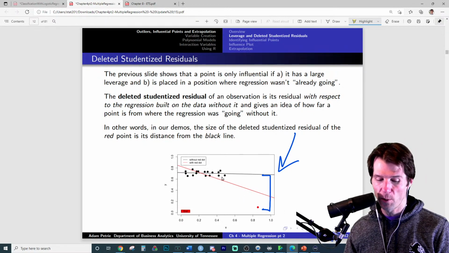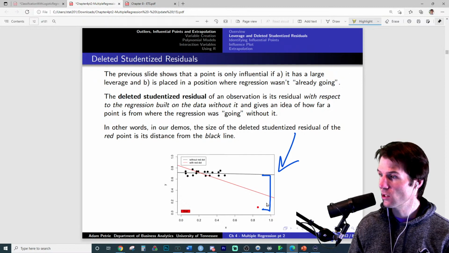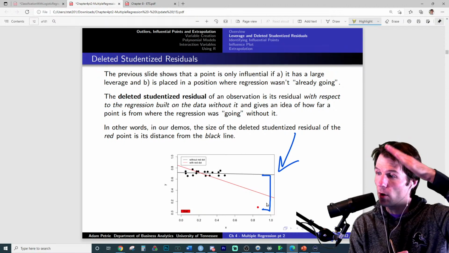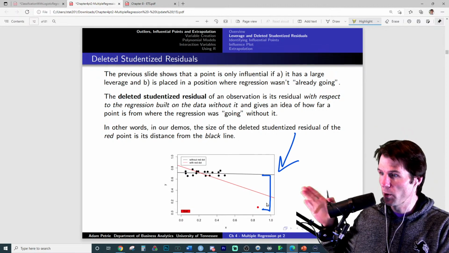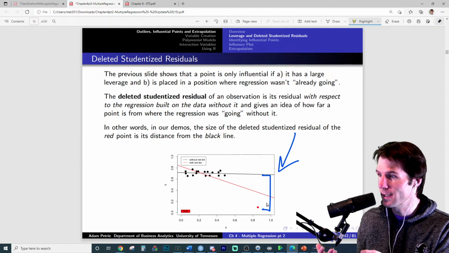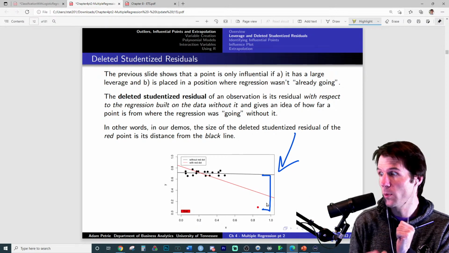Notice how this point is going to pull the line down towards it. So a deleted studentized residual would always be bigger than a residual, because the line doesn't have the pull from the point. So you see right here, the deleted studentized residual would be right here. That would be the calculation, whatever that distance is from a line without that point's influence.